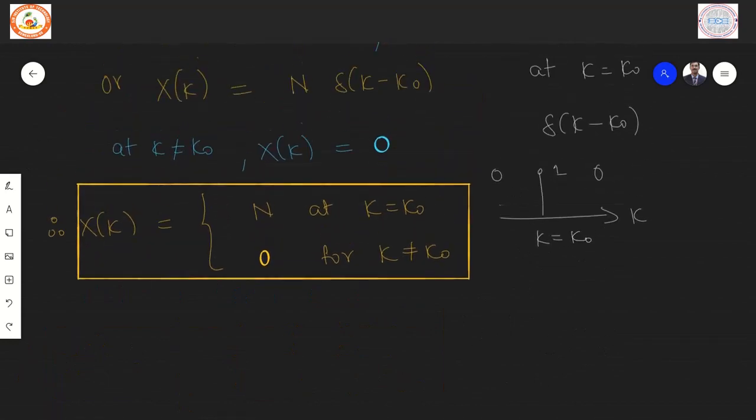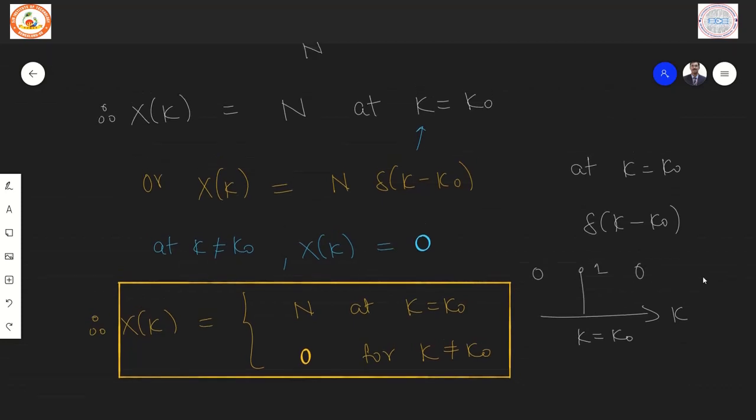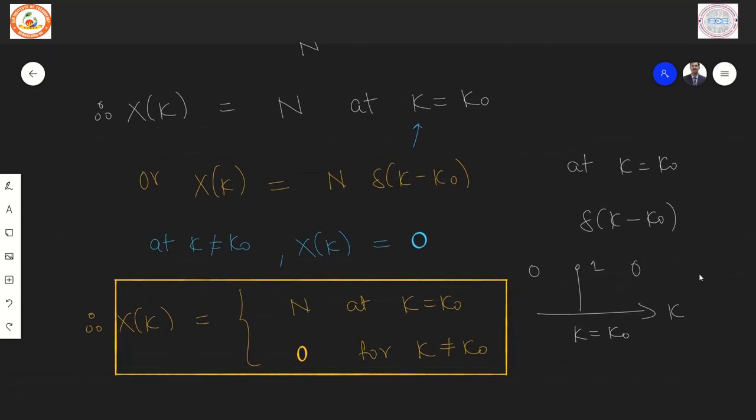Now we can solve a similar looking numerical. Here we have taken an exponent. You can take a similar exponent, just change the sign and it becomes a different problem.